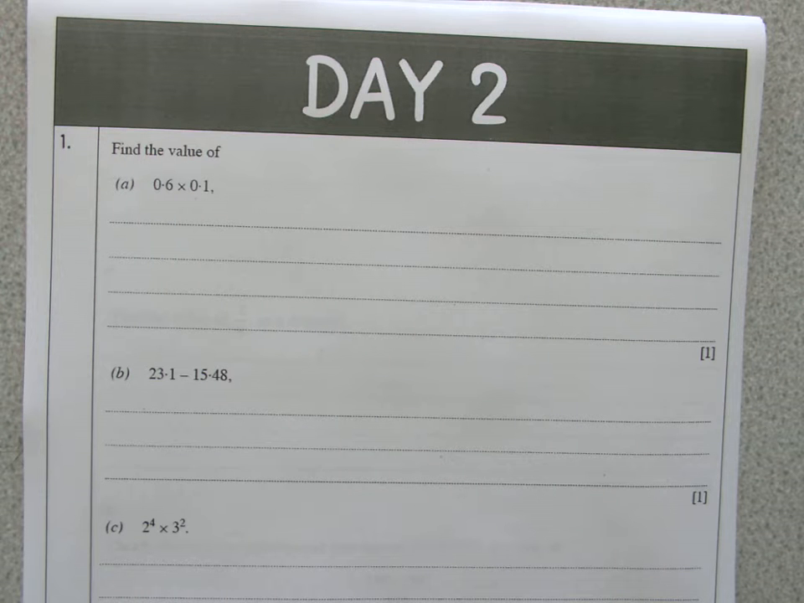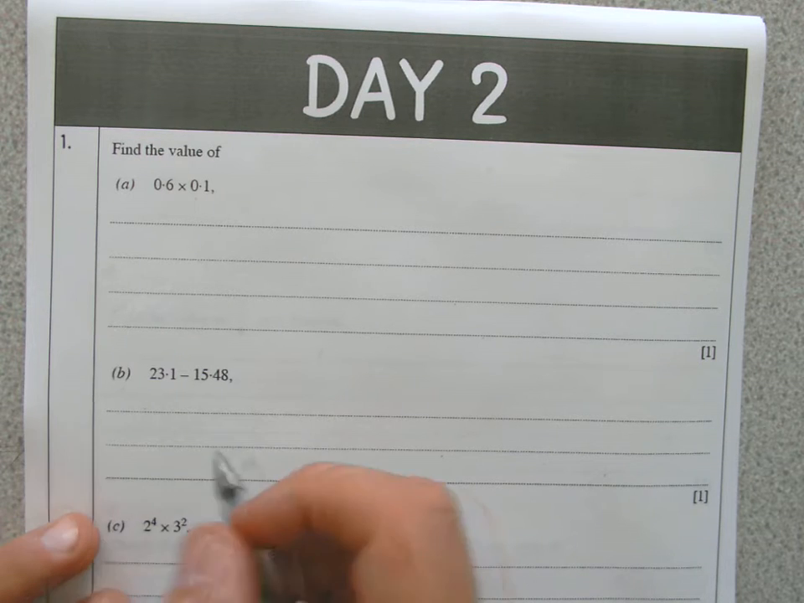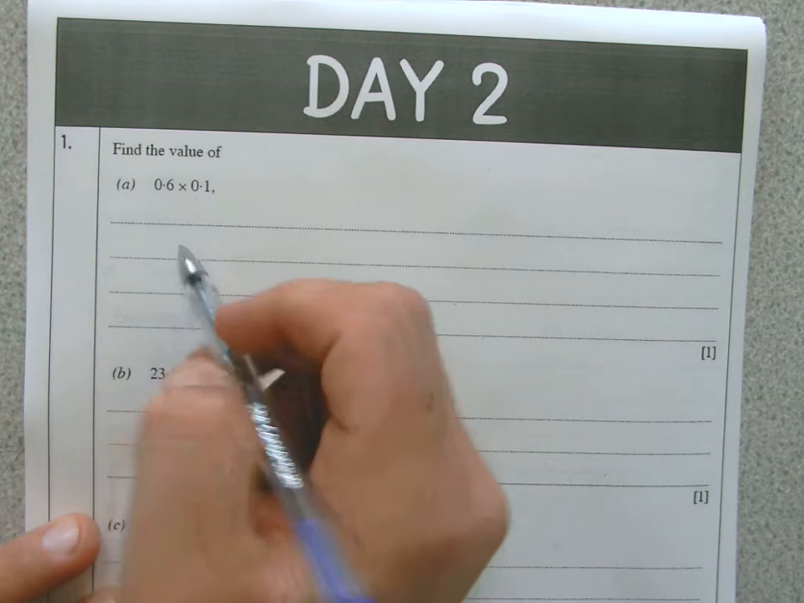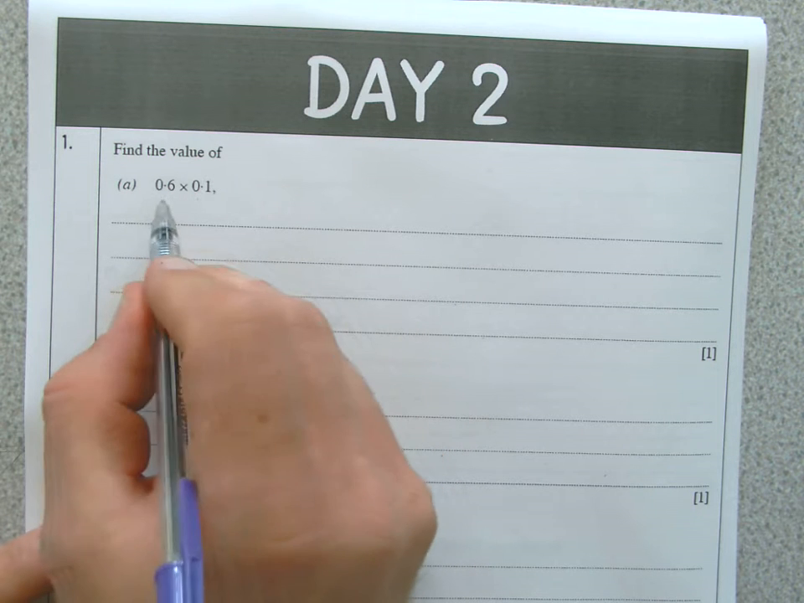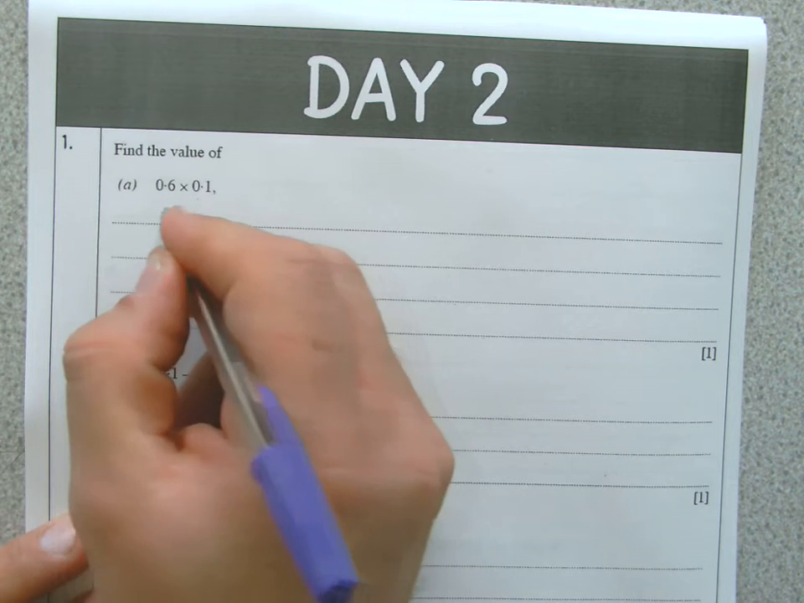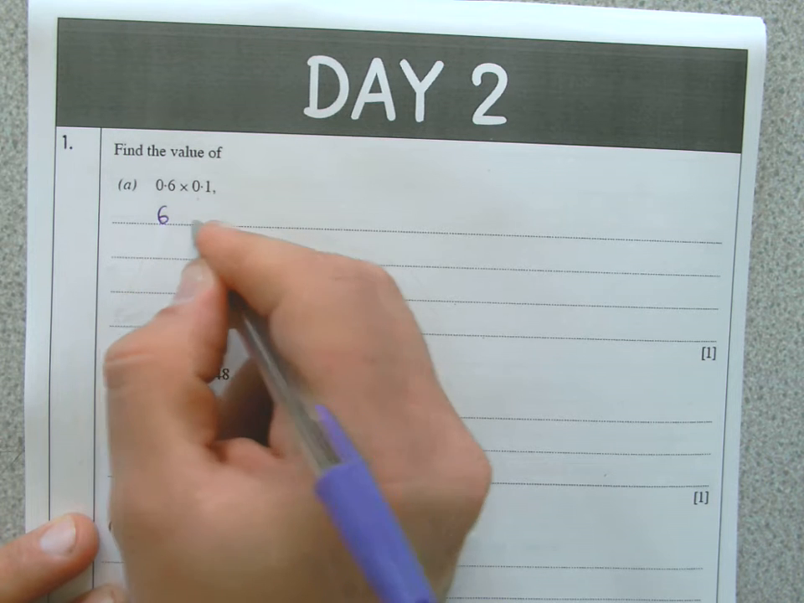Okay, day 2, question 1 then. Find the value of 0.6 times 0.1. Now remember, when you multiply with decimals, you just ignore the decimal points, okay? So pretend they're not there. And if they're not there, this would be 0.6, which of course is just 6, isn't it? And then you've got 0.1 there, which is just 1.